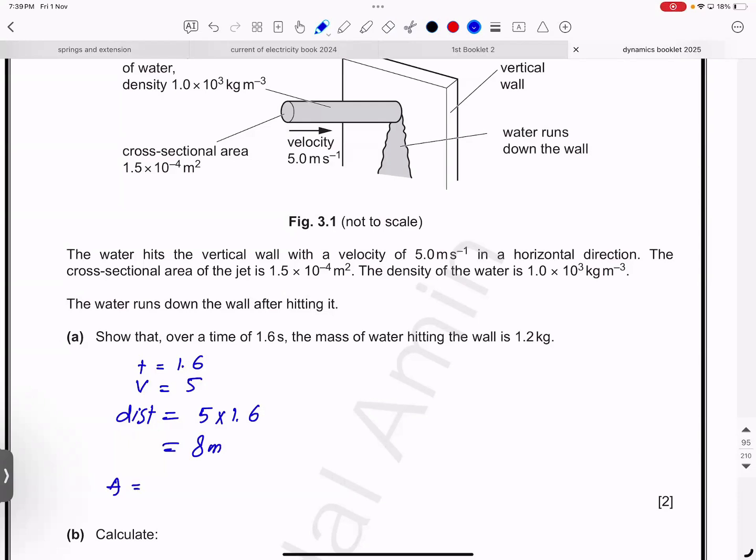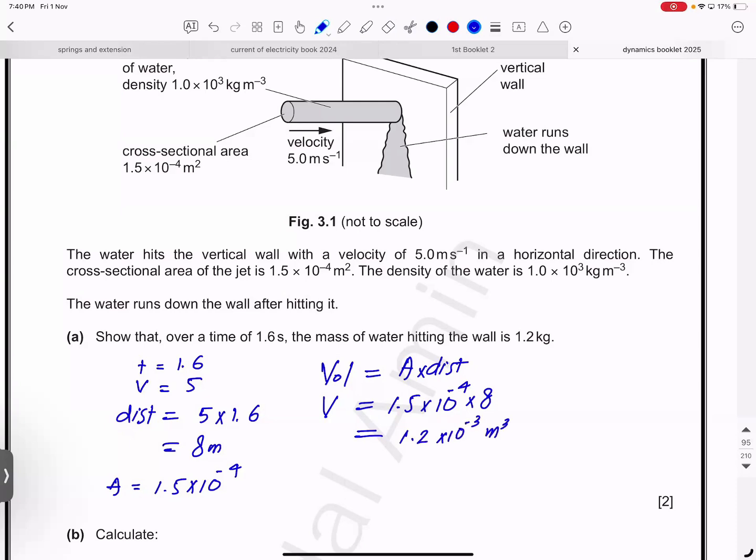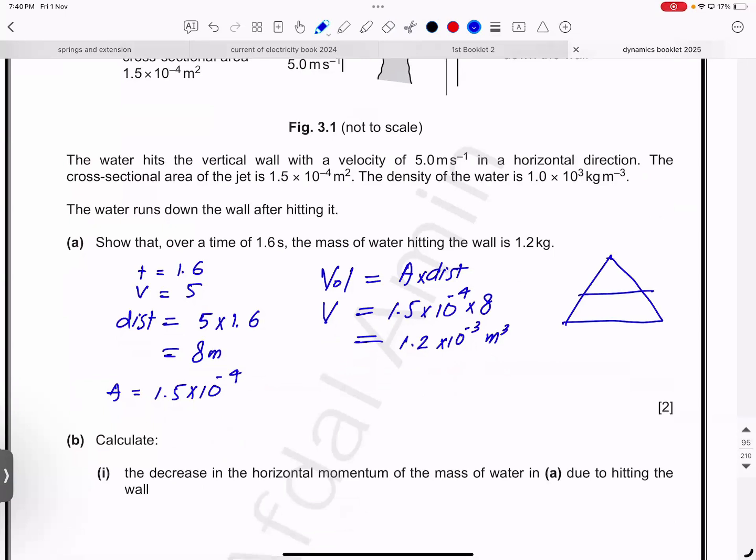Cross-section area is how much? 1.5 × 10^-4. So how much volume will be in this time? Cross-section area times the distance. So the volume of the water is area of cross-section times the distance traveled, which is 12 × 10^-4. So it is 1.2 × 10^-3 cubic meters. Dear students, we will study this chapter next time.